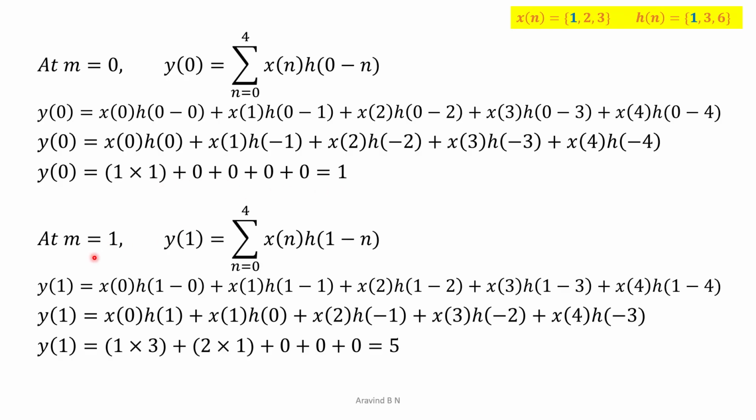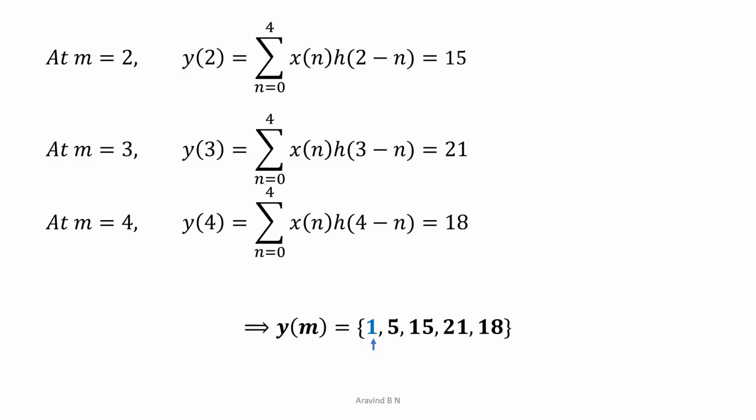Similarly, at m equal to 1, y of 1 is equal to summation n equal to 0 to 4 of x of n h of 1 minus n. Expanding this summation and making the substitution, we get the answer as 5. Continuing for m equal to 2, 3 and 4, we get the corresponding results 15, 21 as well as 18.